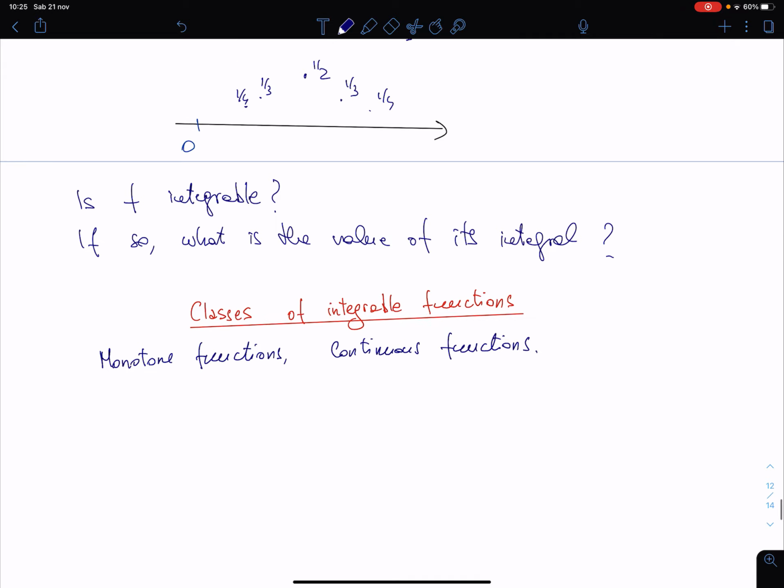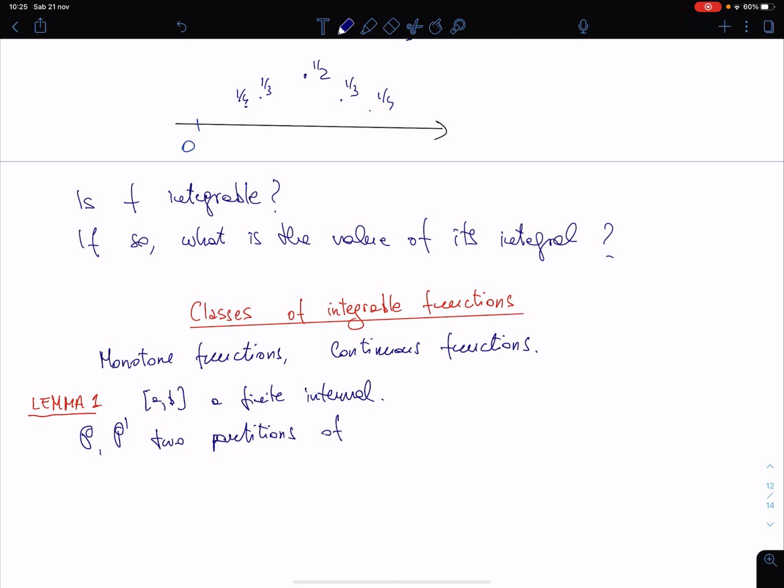In order to do that, we need some theoretical notion. So we start with this lemma. Let me call it lemma 1 for this lecture. So let AB be an interval, a finite, closed interval. And then you have two partitions, P and P prime, of this interval AB.